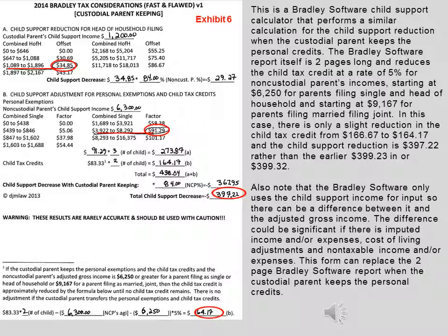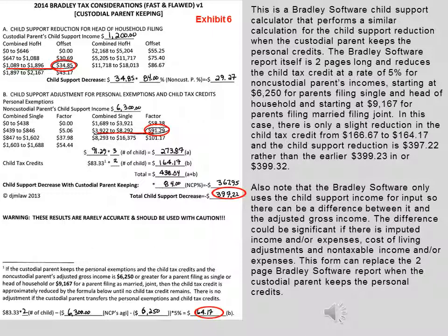In this case, there is only a slight reduction in the child tax credit from $166.67 to $164.17, and the child support reduction is $397.22 rather than the earlier $399.23 or $399.32.